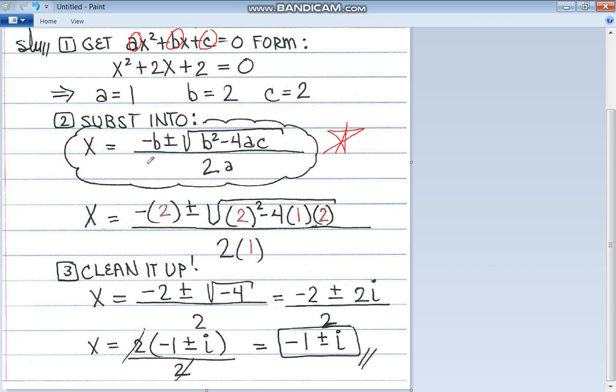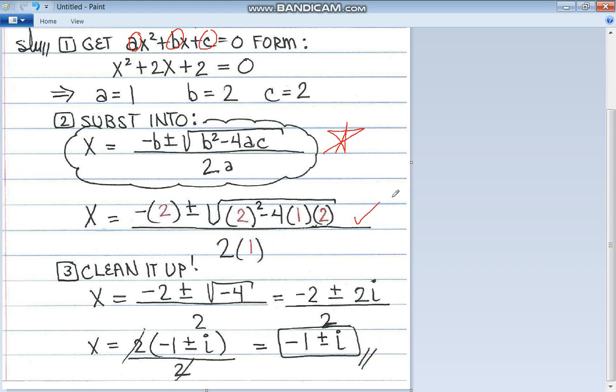Now you have to memorize this formula. x equals a big division bar. On the top we have negative b plus or minus the square root of b squared minus 4 times a times c, over 2 times a. Now we just need to plug the values in for a, b, and c, and we get this.